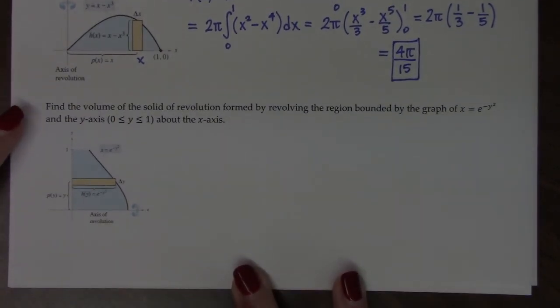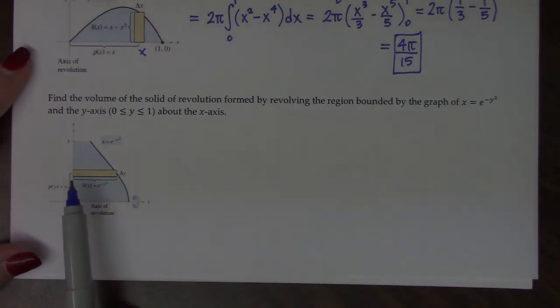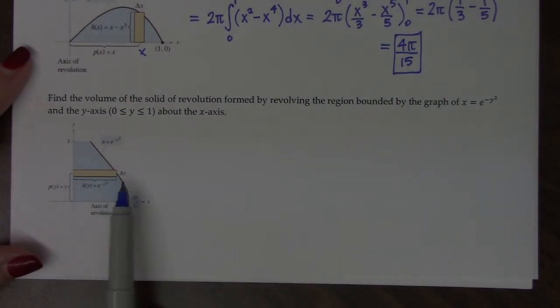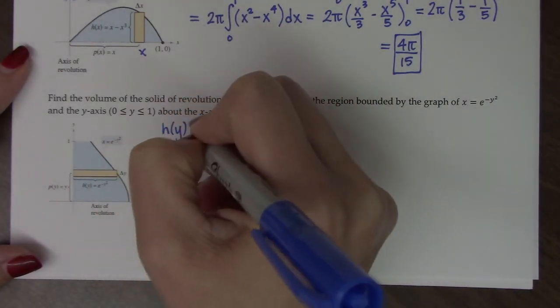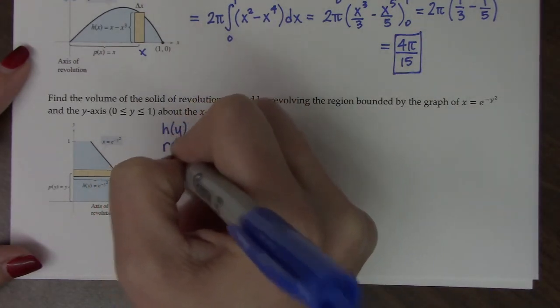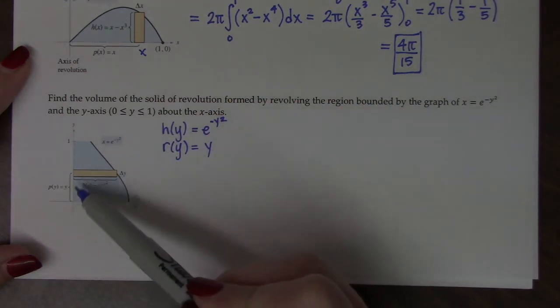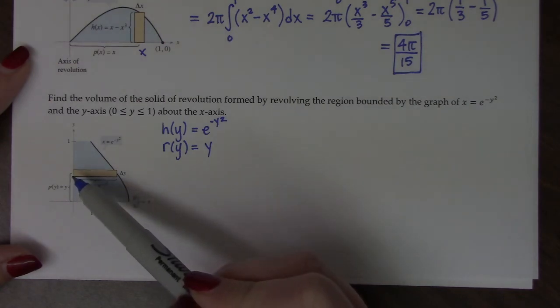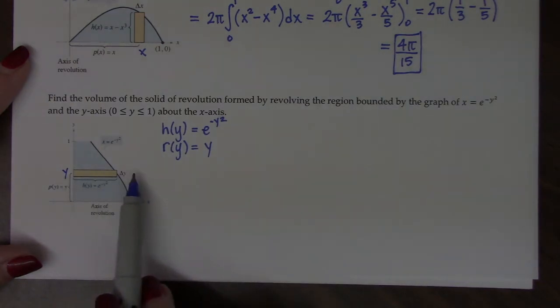All right, let's look at an example of doing this when we want to rotate around the x-axis. So once again, the heights run parallel to the axis, so that means we're going to have to switch over to variable y, and the function is x equals e to the negative y squared. So the height as a function of y is e to the negative y squared. The radius as a function of y is just going to be y, because I'm measuring from the x-axis up to that location, so that's just some random y along that line, and then when I plug that value y into the function, it returns the height.